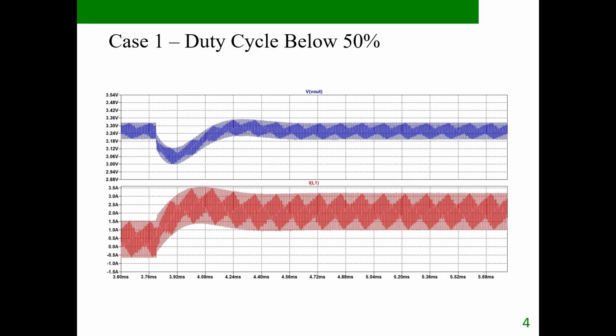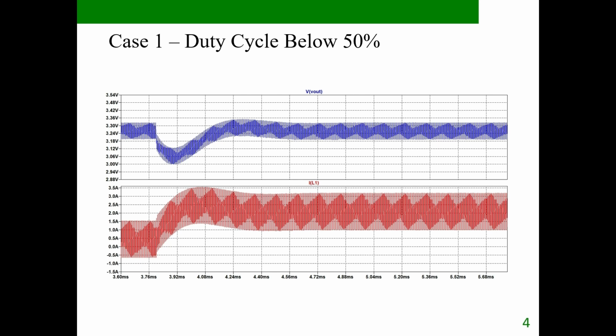Let us first examine an operating condition where the converter remains below a duty cycle of 50%. In this example, the converter operates from a 9-volt input while regulating a 3.3-volt output. As a result, the duty cycle remains well below 50%. If we look at the output voltage waveform, we can see that the converter responds correctly to the load transient. The output voltage experiences a temporary undershoot, followed by a smooth recovery back to the desired operating point.